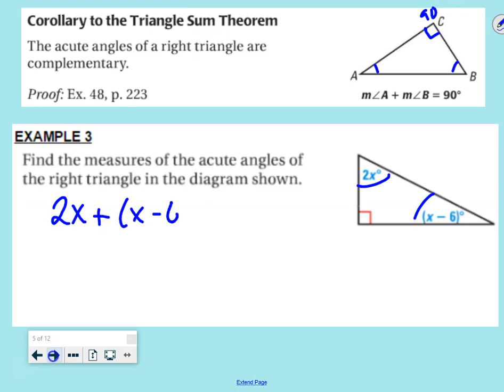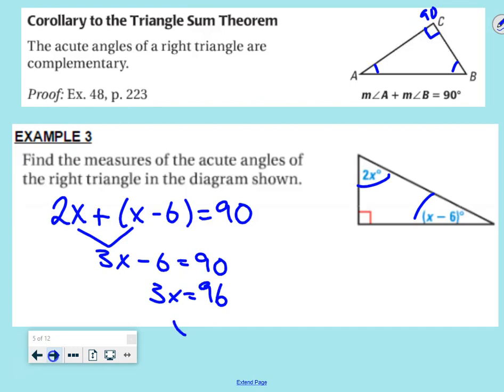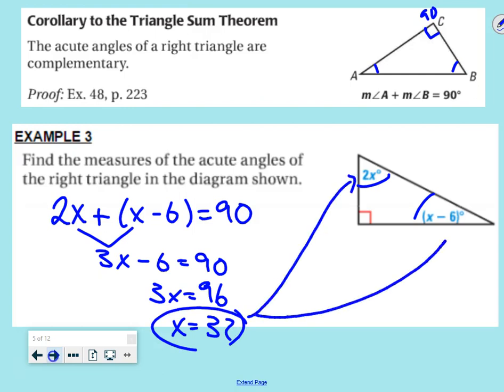2x plus x minus 6 equals 90 degrees. We have 2x plus x is 3x minus 6 equals 90. Add 6 to both sides, we get 3x equals 96. Divide both sides by 3, we get x equals 32. So find the measures of them. Plug 32 in for x for both of them. 32 times 2 is 64 degrees. And then 32 minus 6 is 26 degrees.